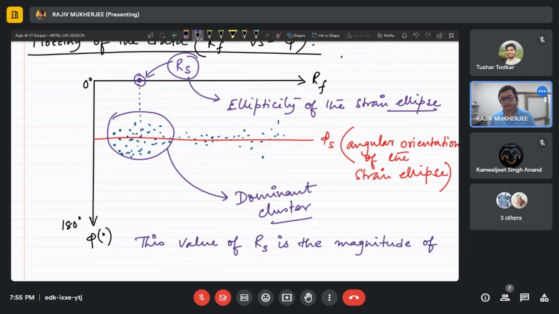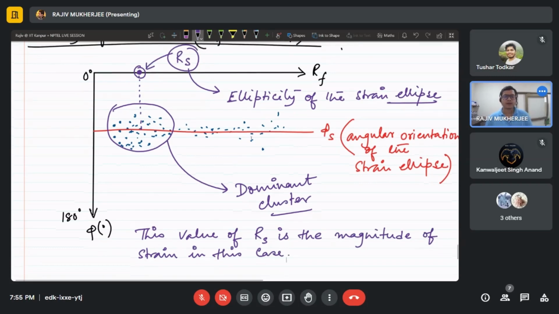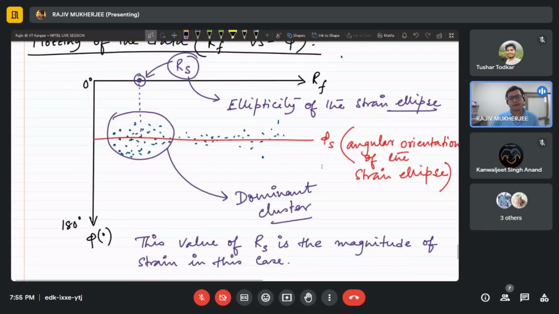So you get two pieces of information. That is phi s, which gives you the angular orientation of the strain ellipse with respect to the horizontal line you have referenced, and you get the value of Rs, which is the ellipticity of the strain ellipse, that in a way tells you the magnitude of strain, right?